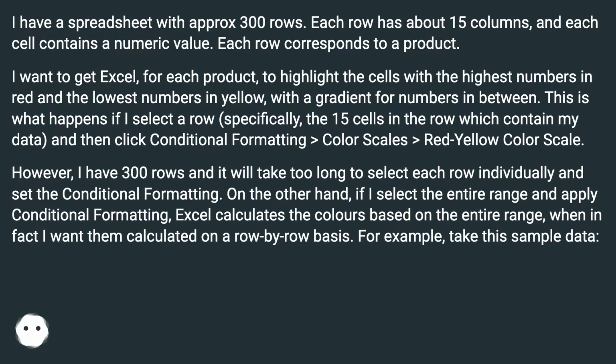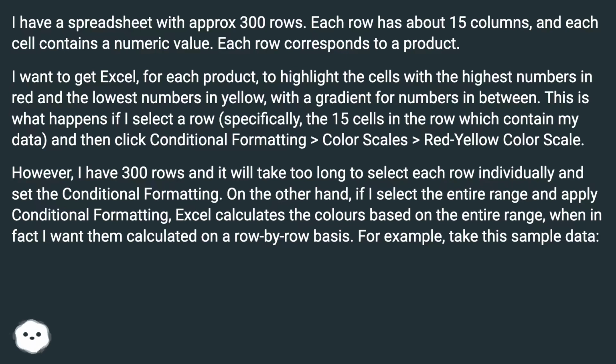I want to get Excel for each product to highlight the cells with the highest numbers in red and the lowest numbers in yellow, with a gradient for numbers in between. This is what happens if I select a row, specifically the 15 cells in the row which contain my data, and then click Conditional Formatting, Color Scales, Red-Yellow Color Scale.